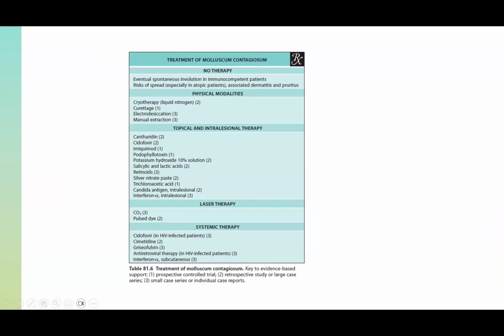In terms of treatment, molluscum can be treated similarly to warts. We can always consider topical treatments such as imiquimod or podophyllin. We can consider curettage, cryotherapy, and other surgical interventions. Also, it's worth mentioning that most of the time, within one year, molluscum will resolve spontaneously without any intervention.